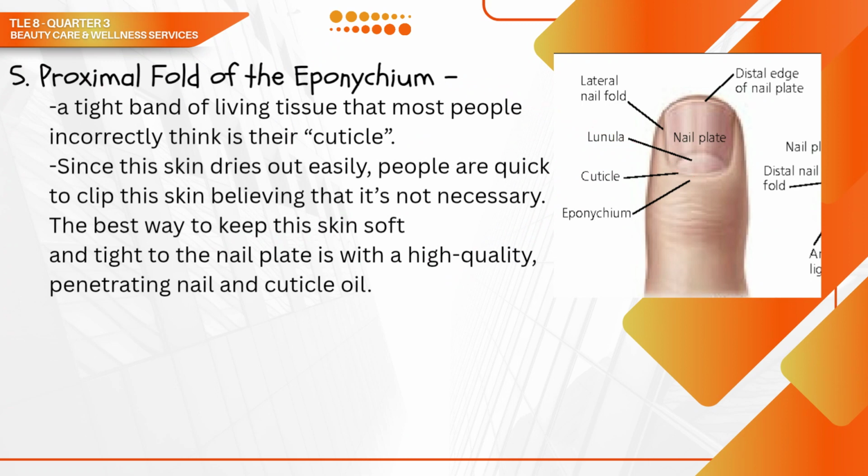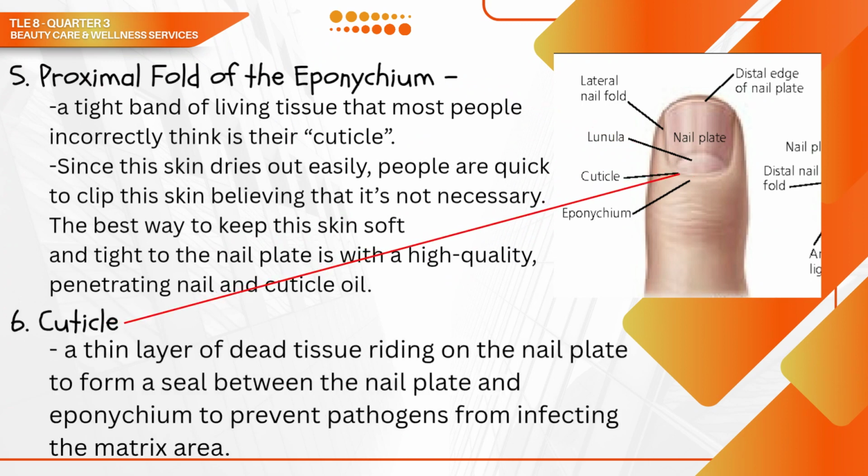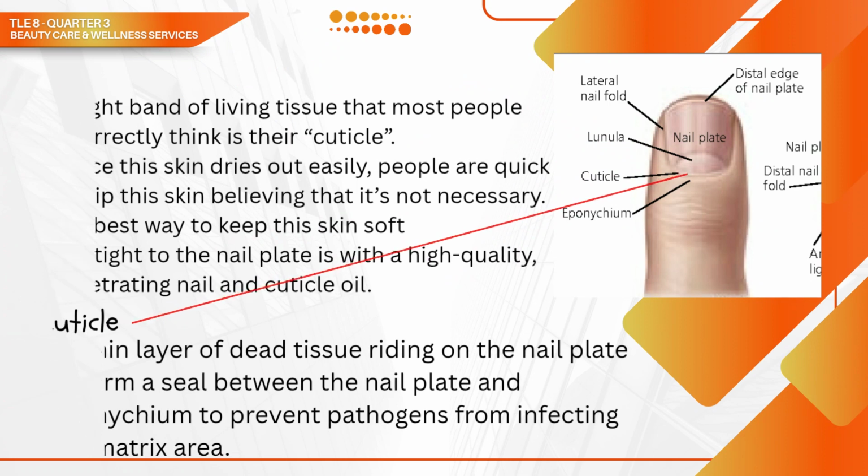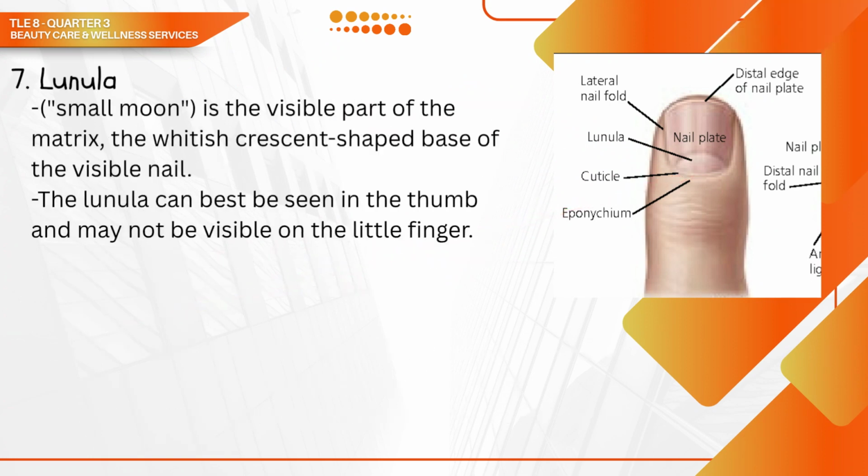and cuticle oil. Cuticle. A thin layer of dead tissue riding on the nail plate to form a seal between the nail plate and eponychium to prevent pathogens from infecting the matrix area. Lunula, or the small moon, is the visible part of the matrix, the whitish crescent-shaped base of the visible nail. The lunula can best be seen in the thumb and may not be visible on the little finger.